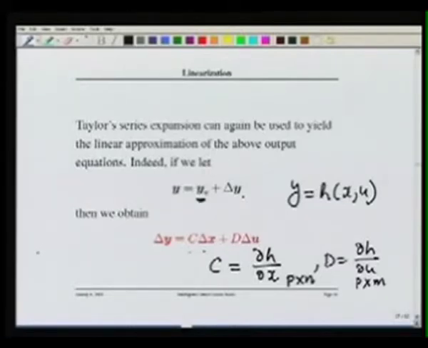So, y_e corresponds to x_e and u_e. At the values x_e and u_e, the system response is y_e. So, y_e is the system response when the system state is x_e, that is, our system is at the equilibrium point.